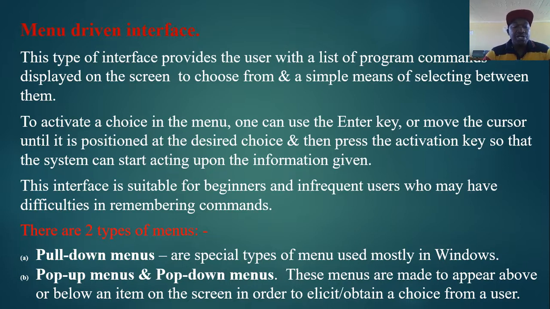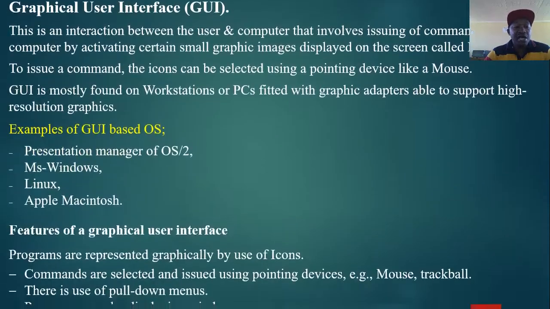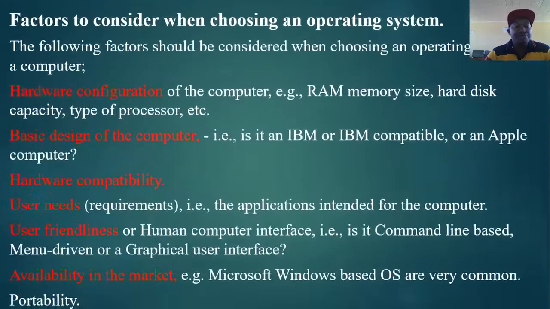When you talk about pull-down menus, they are special types of menu used mostly in Windows. Pop-up menus: these menus are made to appear above or below an item. Like for example, when you right-click, you get a pop-up menu.